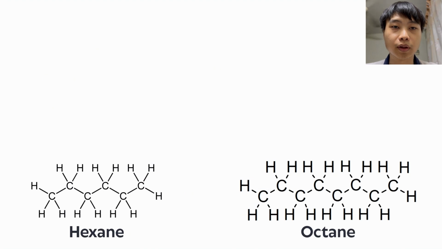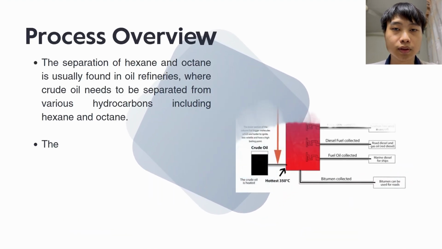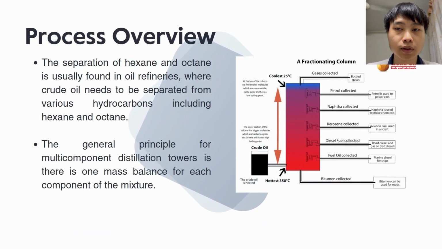A little bit of background. In real-world industrial processes, the separation of hexane and octane is usually found in oil refineries. Crude oil needs to be distilled to separate the numerous types of hydrocarbons found within it, including hexane and octane. Many industrial distillation processes involve the separation of more than two components.